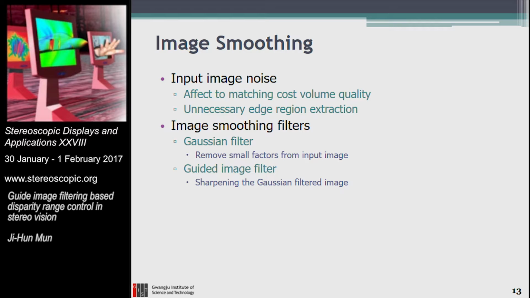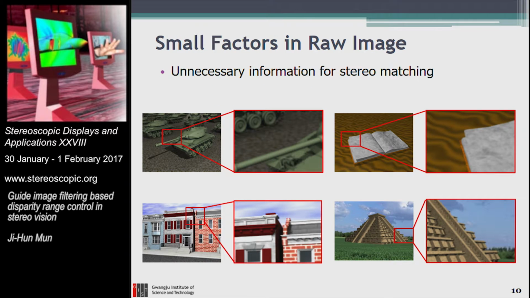This smoothing filter is composed of two filters. The first one is the Gaussian filter. It can remove the small scale factors from the input image. And then we apply the guided image filter. In this step, we can sharpen the Gaussian filtered image, which is coming from the previous step. I will show an explanation of this.